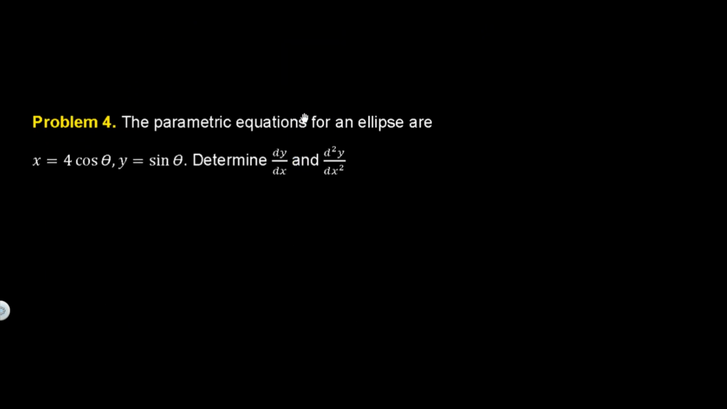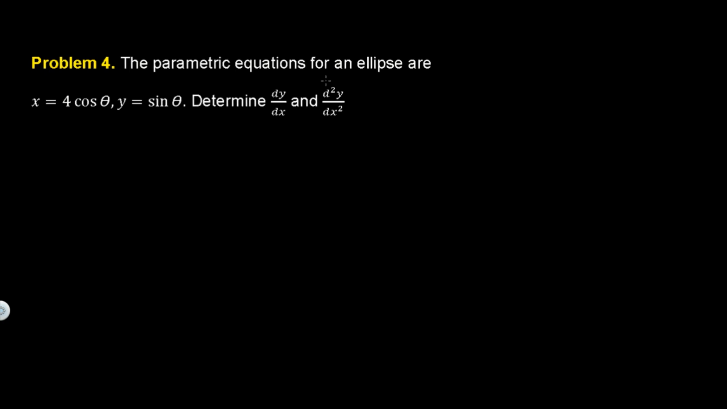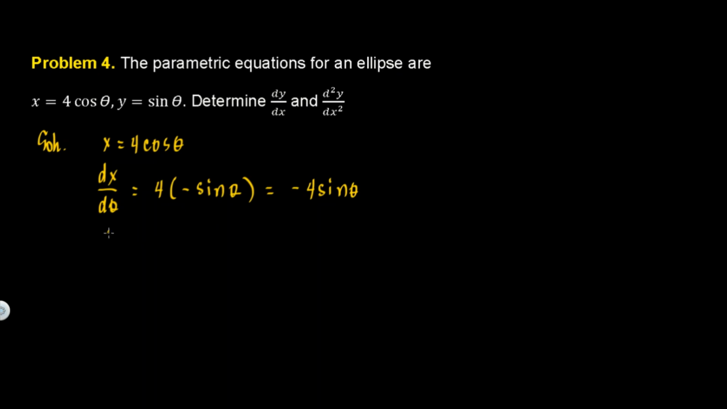Number 4. The parametric equations for an ellipse are x equals 4 cosine theta, y equals sine theta. Determine dy over dx and the second derivative of y with respect to x. Okay, solution. So x equals 4 cosine theta. The parameter is theta. So dx over d theta is equal to 4 times the derivative of cosine theta, which is negative sine theta, or minus 4 sine theta. Next, y equals sine theta, so dy over d theta is cosine theta.